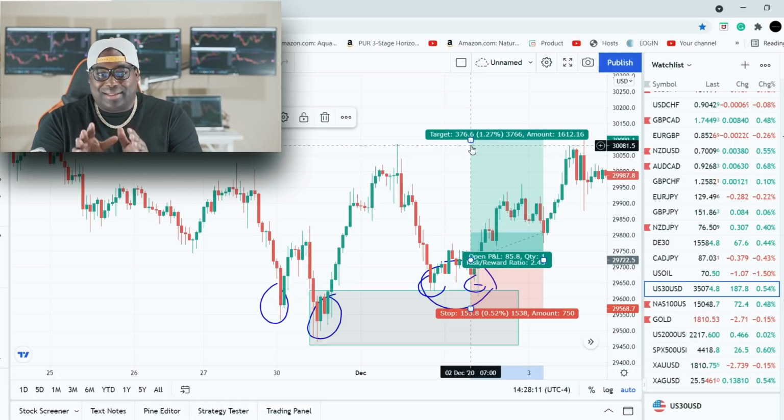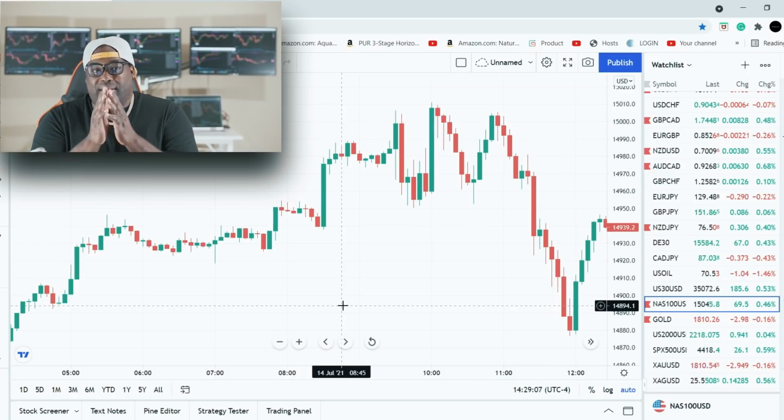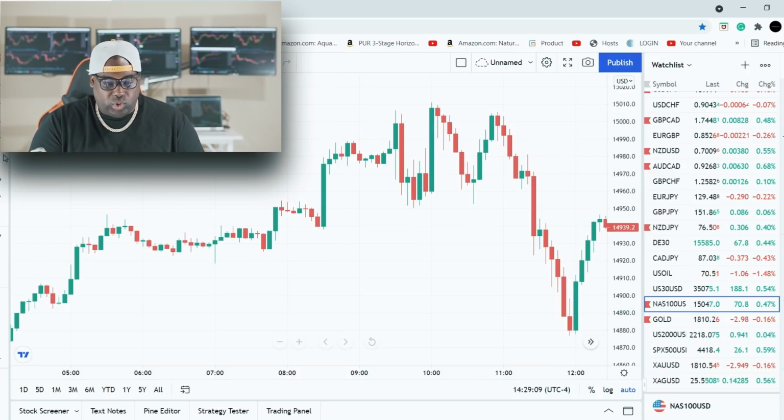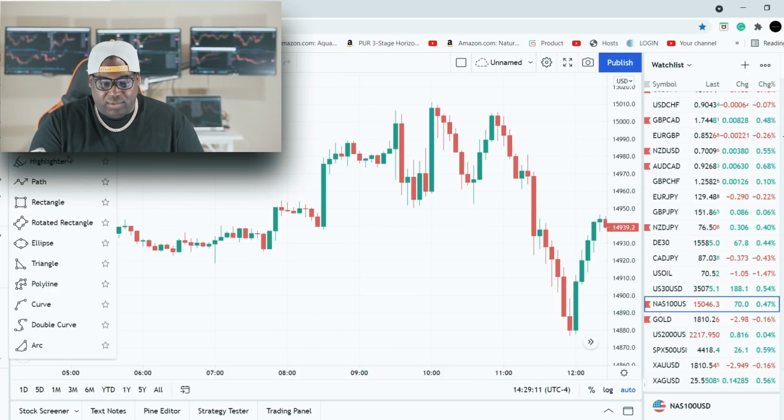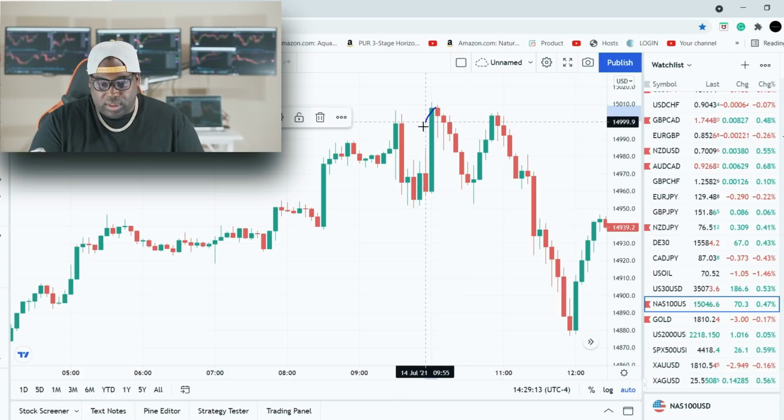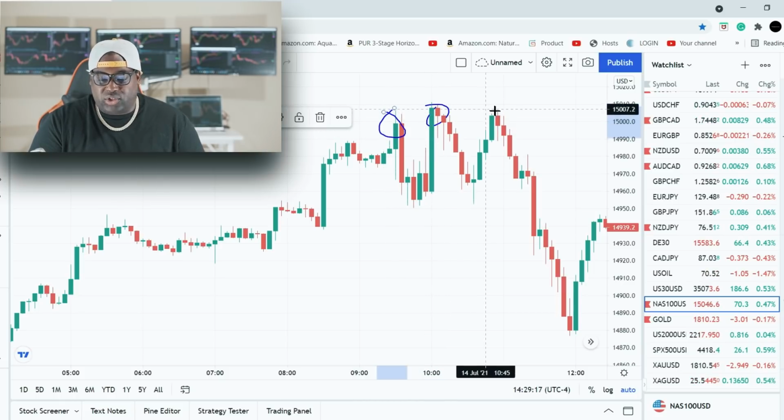Let me show you guys another example. Okay, guys, so here is a regular head and shoulders. What do we have here, guys? We have the head right here, okay? We have the left shoulder right here. And also, we have the right shoulder right here.